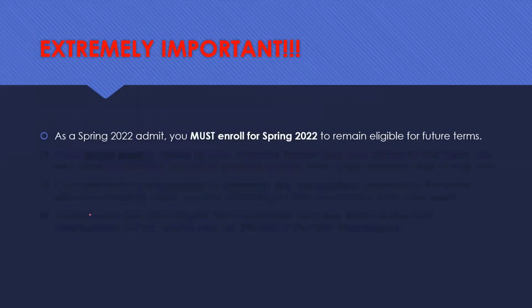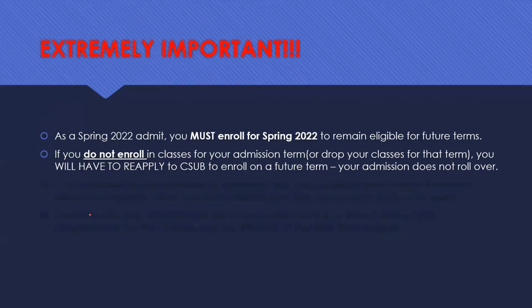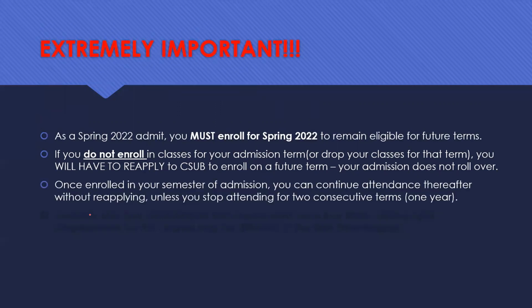If you've been admitted to spring, you have to enroll for spring in order to continue to be eligible to enroll in future semesters. So your admission is specific to your admission term. Not attending on your admission term means you decided you're not coming to CSUB, you decided to go somewhere else, who knows. But as soon as you don't enroll in your first semester, they simply deactivate your application to the university, and if you want to enroll in a future term, you'll have to reapply. If you do enroll in classes, you don't have to reapply for future terms.